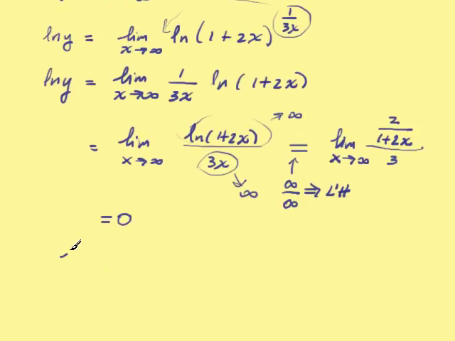All right, so what we conclude is that log y is equal to 0, and exponentiate both sides, and we have that e to the ln y, which is the same as y, is equal to 1. So our limit is 1.